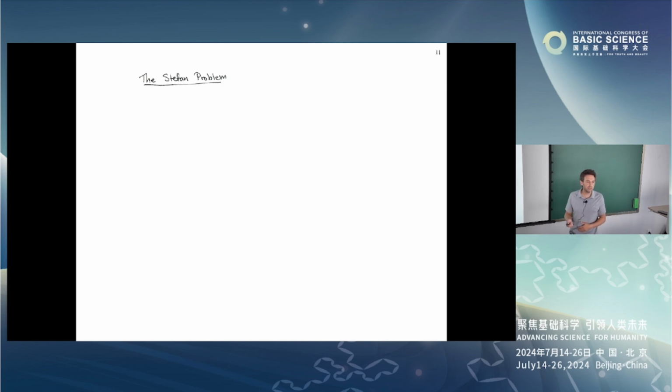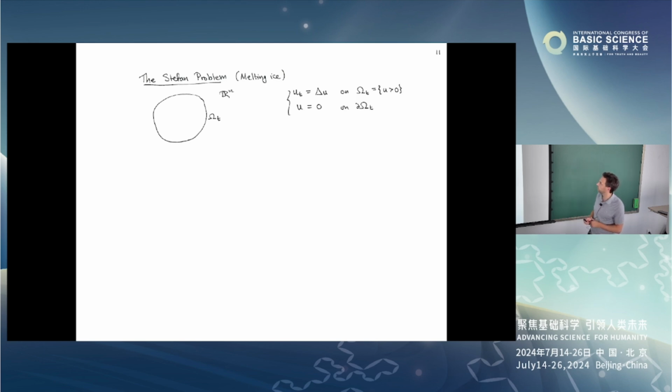Okay, so that's the results in the case of the porous medium equation, and I want to move on and talk a little bit about the Stefan problem. And this is a problem of melting ice. So there are different versions of the Stefan problem with increasing complexity. I'm going to take the simplest possible case. You take some capital omega T in a nice domain. I've drawn it convex, but it doesn't have to be convex.